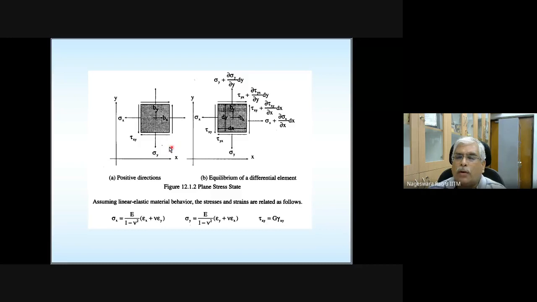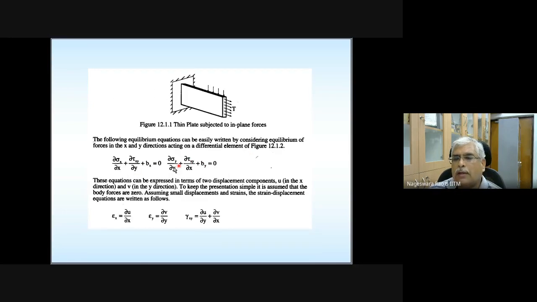I hope you have taken note of this free body diagram for this differential element dx dy, and also take a note of these equilibrium equations. I explained to you how you got these equilibrium equations. In addition to equilibrium equations, you have strain displacement relations, and you have these normal strains and shear strain that we noted, epsilon x, epsilon y, gamma xy. How are they related to displacements?